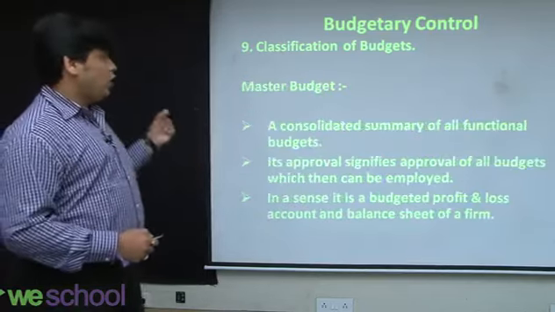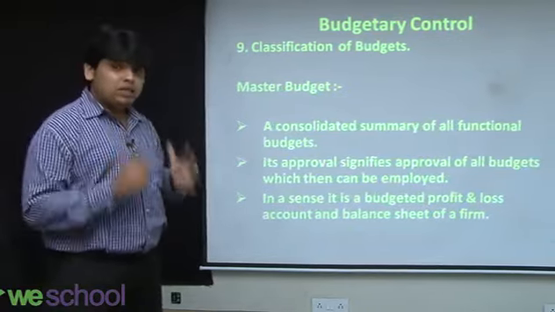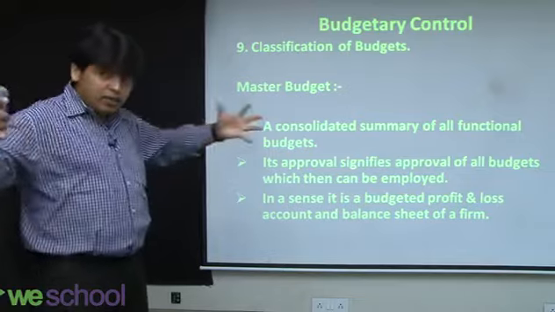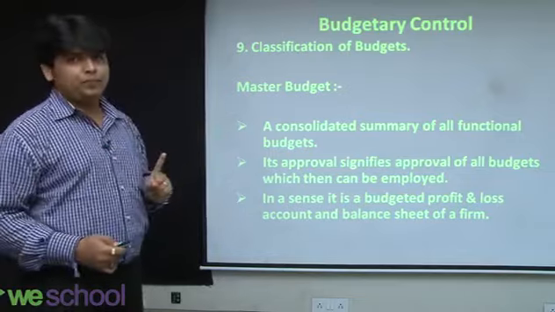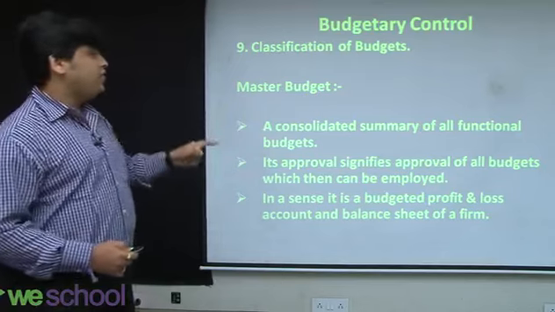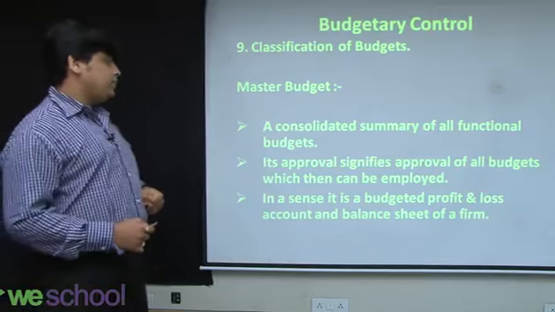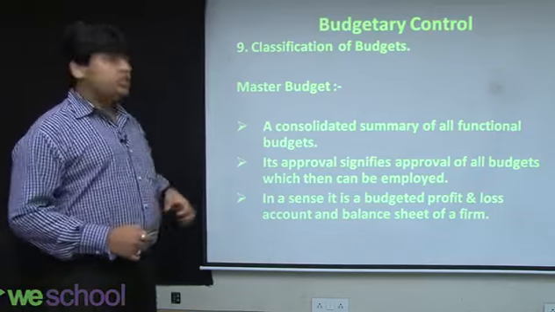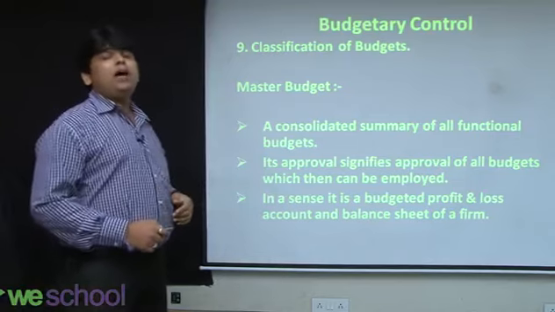Master budget is the consolidated summary of all functional budgets. I repeat, the master budget is a consolidated summary of all functional budgets. It signifies approval for all budgets which can be employed. In a sense, it is the budgeted profit and loss account and balance sheet. The master budget is nothing but the profit and loss account and the balance sheet.